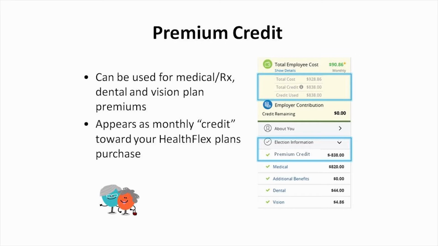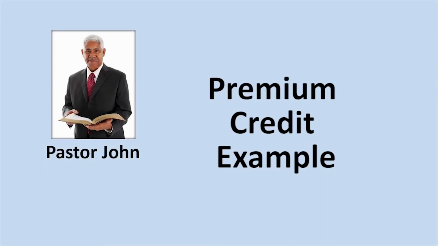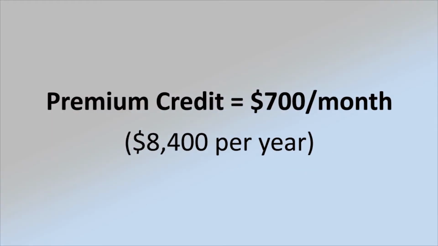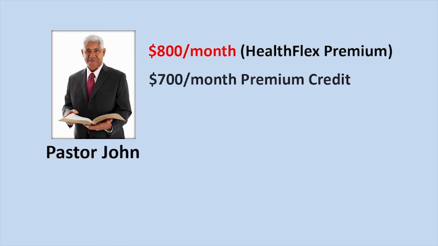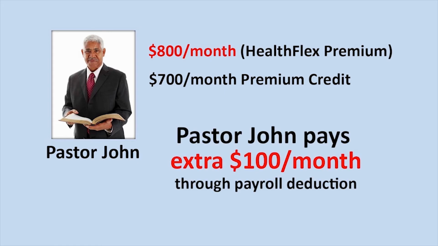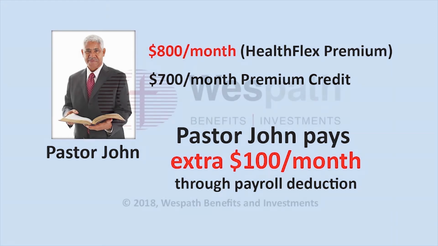To understand how the premium credit works, let's look at an example. Pastor John receives a premium credit of $700 per month, or $8,400 per year. Through HealthFlex Exchange, Pastor John selects a plan that costs $800 per month. Because Pastor John's premium costs more than the $700 monthly premium credit amount, he is responsible for paying the difference. His church will deduct the extra $100 each month from Pastor John's paycheck for his health plan premiums.